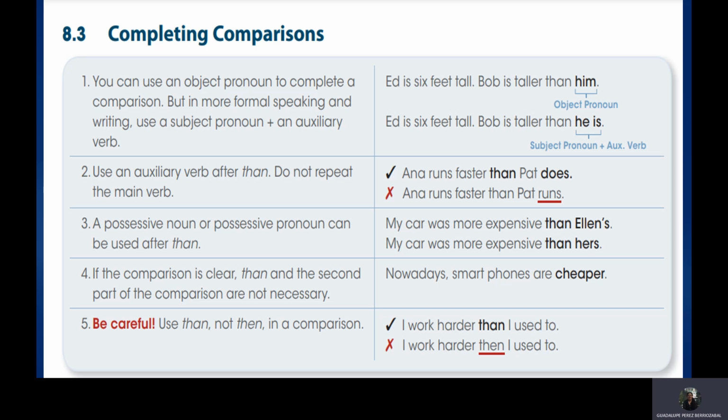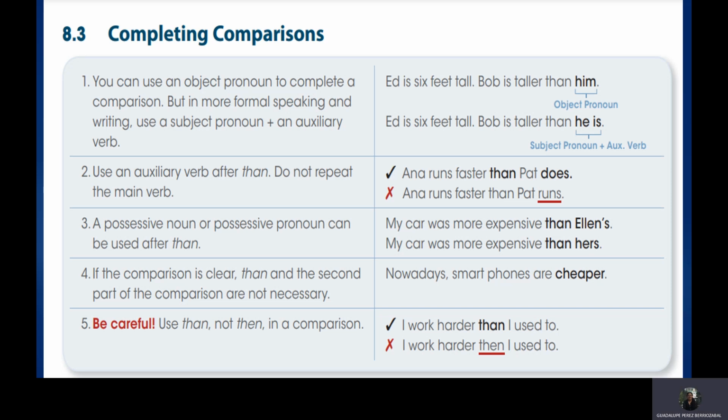So, in some cases, when we are speaking in a formal way or we are writing in a formal way, we have to use the subject pronoun plus the auxiliary verb. In this case, for example, Ed is 6 feet tall, Bob is taller than he is. We are talking about Ed. The action refers to Ed and is compared to Bob, for example.